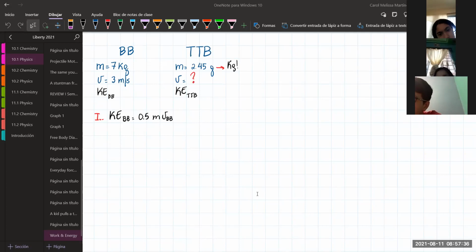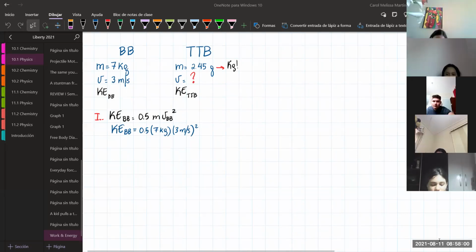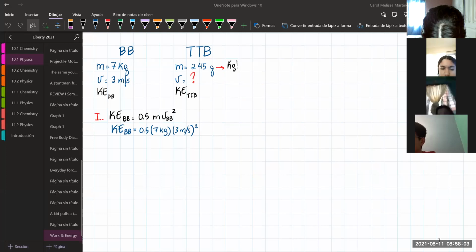Now all I do is I just plug in the givens and I say kinetic energy of my bowling ball is equal to 0.5, the mass that is 7 kilograms times the speed that is 3 meters per second raised to the second power. It is 31.5. Kinetic energy of the bowling ball is 31.5 joules. We're talking about energy. Energy is measured in joules.